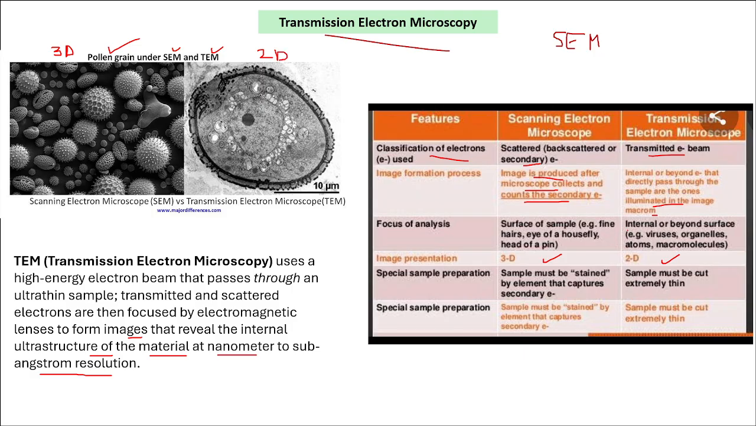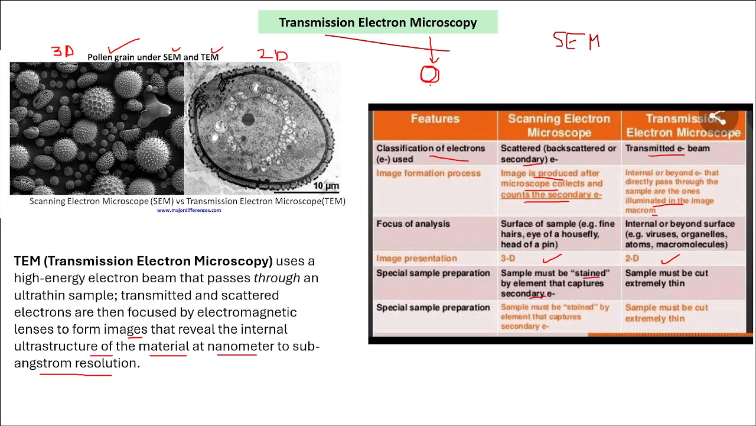Do remember this difference. Special sample preparation: the sample must be stained by an element that captures secondary electrons. Now this one is very important. So what does this staining mean? Suppose you are making a polymeric nanoparticle, made up of maybe sodium alginate or chitosan or any like polymer or any protein based polymer. Those nanoparticles will not have the ability to conduct electrons. So when the electron beam falls on it, it will not conduct electrons.